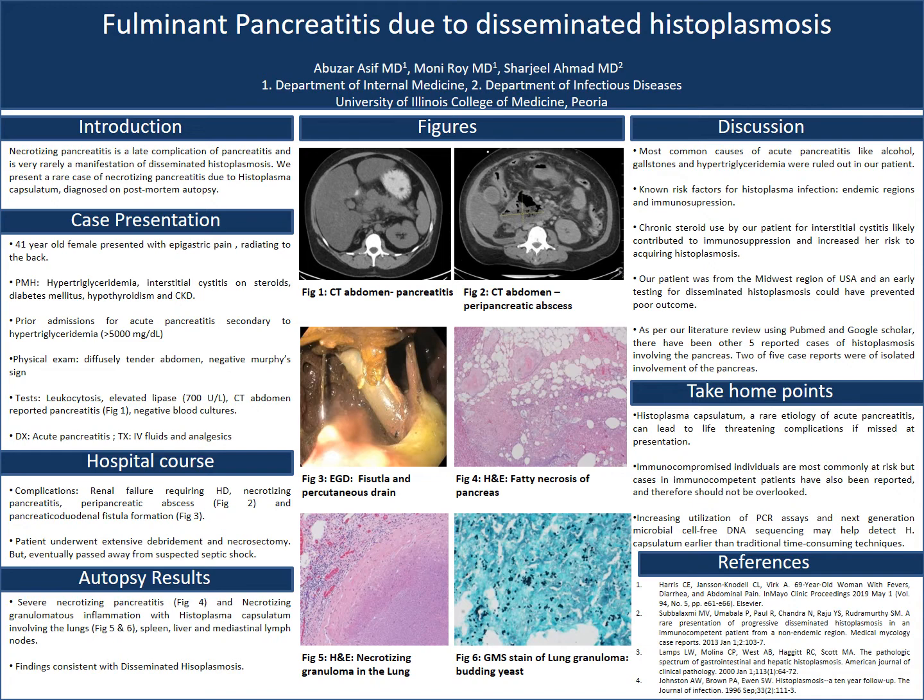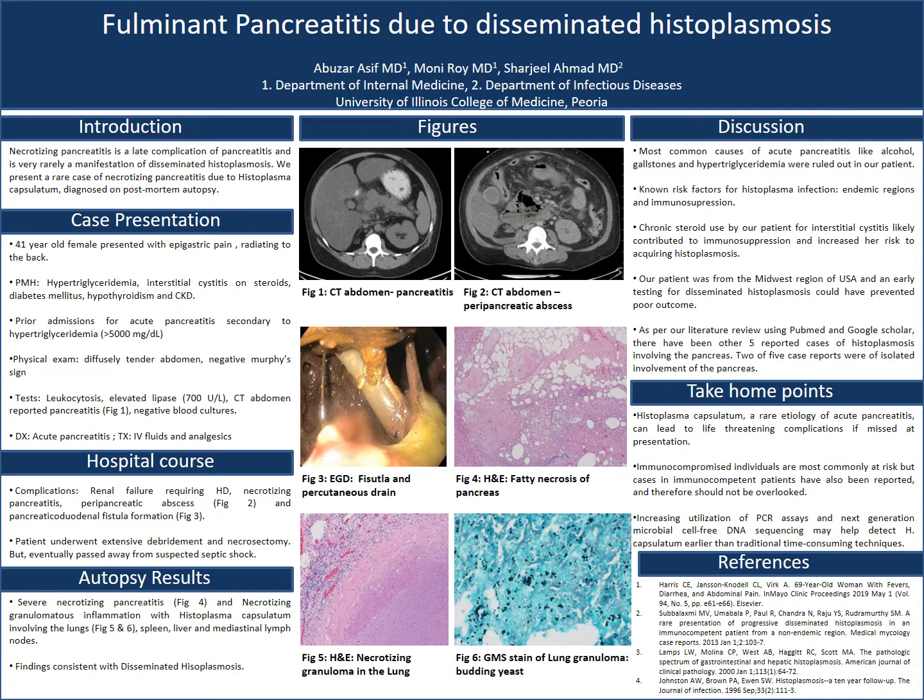A 41-year-old female presented to our hospital with complaints of epigastric pain which was radiating to her back. She had a past history of hypertriglyceridemia and interstitial cystitis for which she was on chronic intermittent steroid therapy. She had been hospitalized multiple times in the past for acute pancreatitis due to hypertriglyceridemia, with her triglyceride levels in the range of 5,000 at those times.